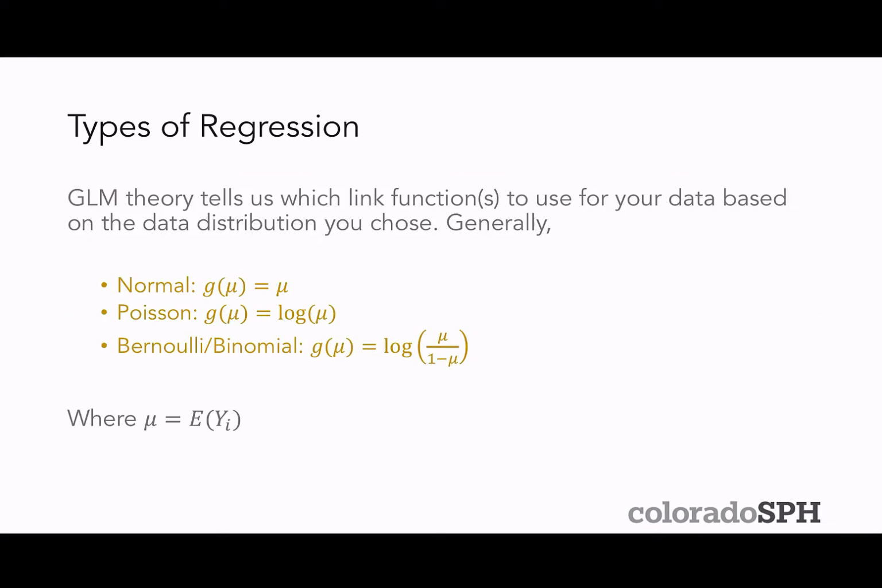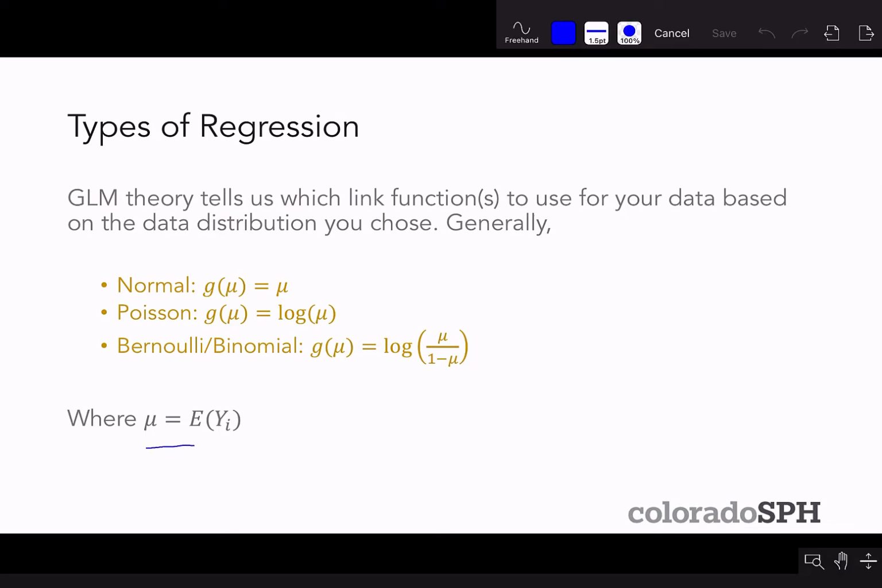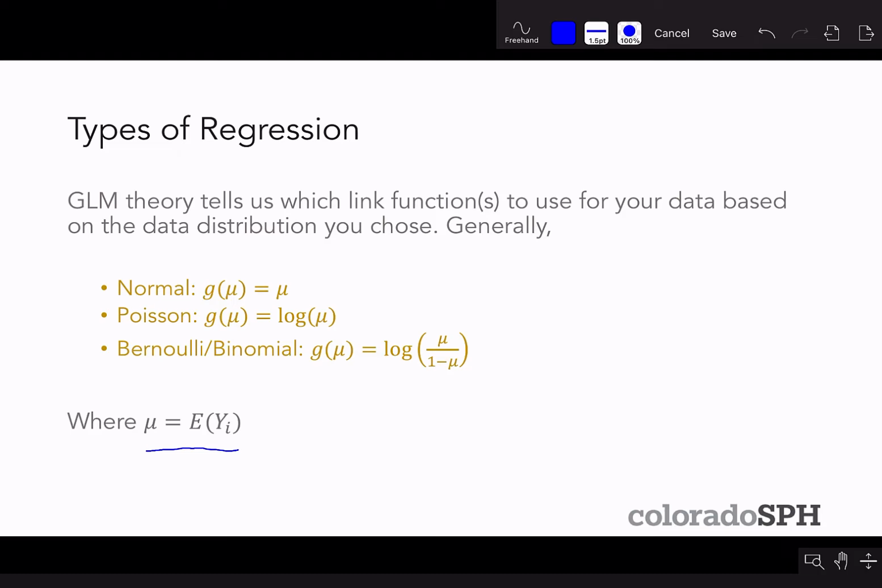As we've learned over the last couple of weeks, GLM theory tells us which link functions to use based on what data distribution we choose. Generally, for the normal distribution, we use the identity link. For the Poisson distribution, we use the log link. And for the Bernoulli or the binomial distributions, we use the logit link, which is the log of mu over 1 minus mu. As a reminder, mu here is just the expectation that yi equals 1, which is equal to the expectation of yi.